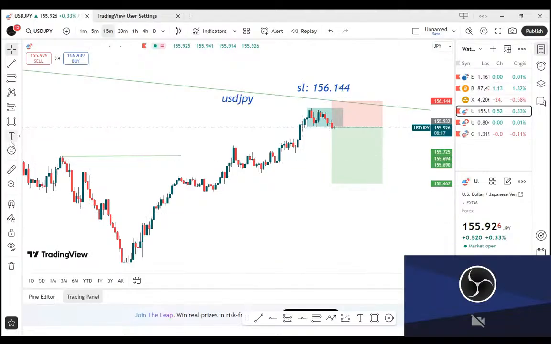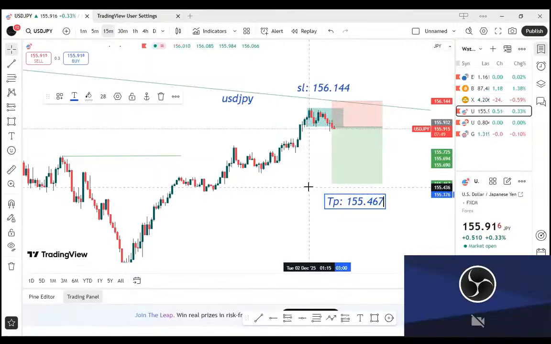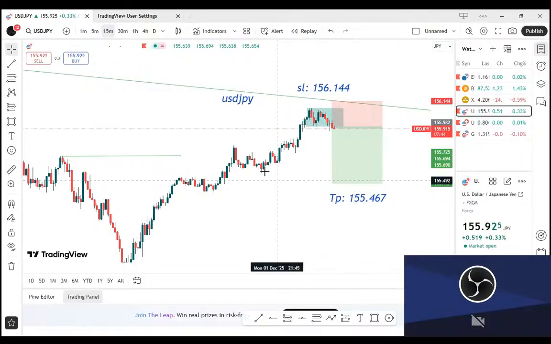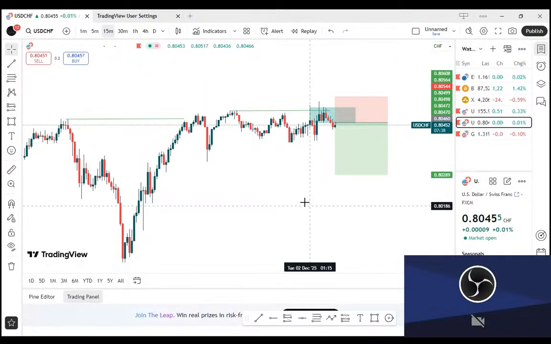So this is how we place my targets, and then my TP will take it to a risk reward ratio, which is at 155.6, okay, 155.467. Okay, there's our TP here on USDJPY. So let's go to USDCHF.